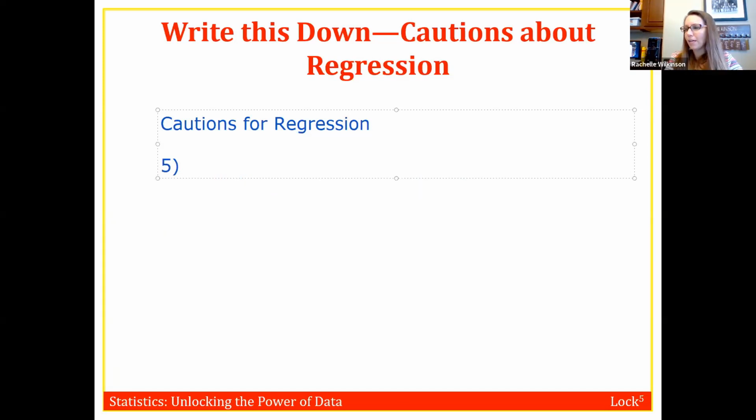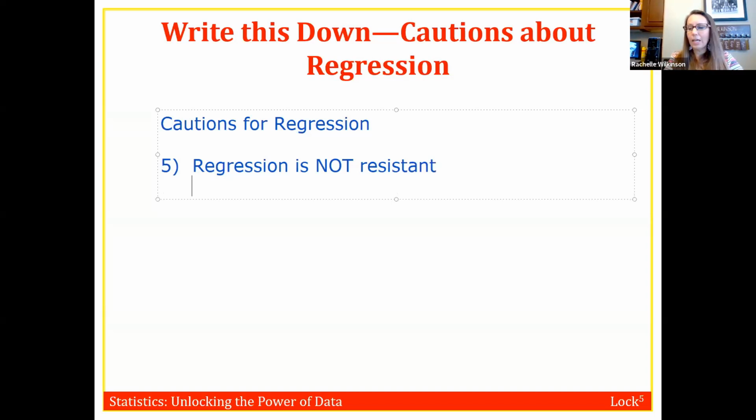So number 5 is that regression is not resistant. So if it's not resistant, that means that it is affected by outliers. In fact, it can be highly affected by outliers. So we really have to be careful for outliers. And in particular, we have 2 different types of outliers, and regression is usually going to be more affected by one type of outlier than the other.